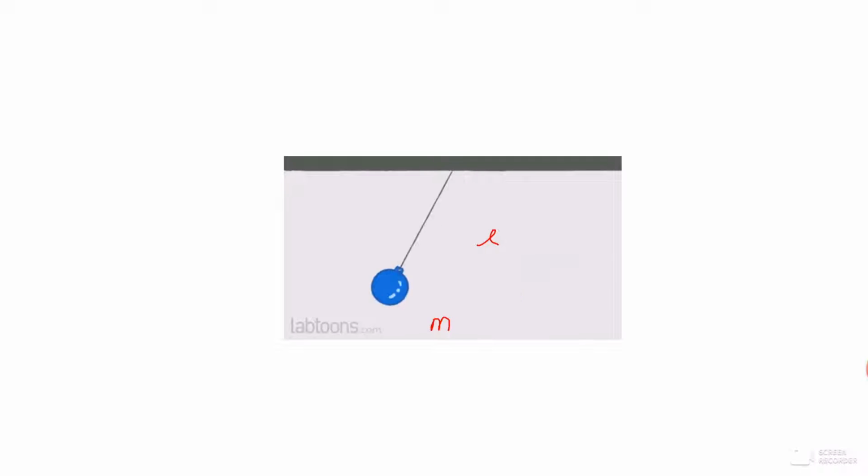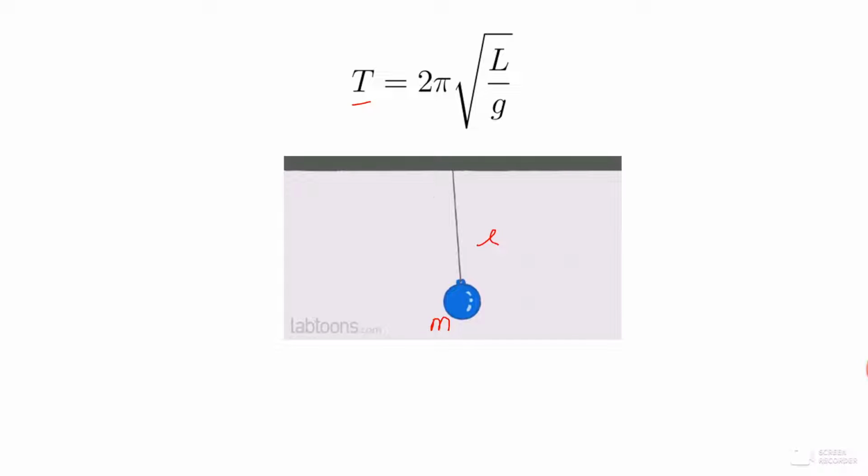The formula that's important for this experiment is that the period, which is the time it takes the pendulum to complete one cycle of its movement and repeat itself, is equal to 2 pi times the square root of the length over g, g being the gravitational acceleration. On Earth, it's approximately 9.81 meters per second squared.